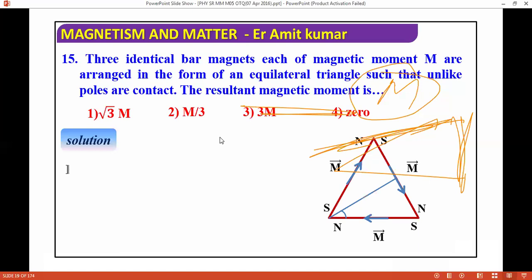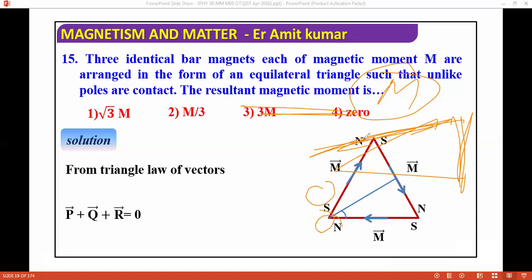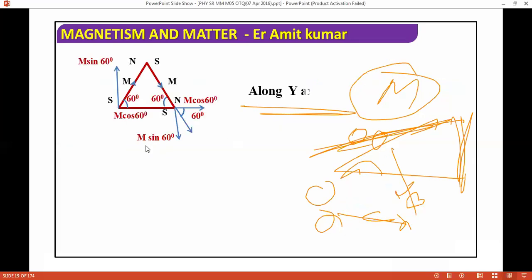So from here, what will the resulting magnetic moment be? If you observe the figure, we are arranging the magnets with unlike poles together: north, south, north, south, north, south. We know inside the magnet the direction is south to north, south to north, south to north. So if you have a basic understanding of vectors, the net will be zero, or you can directly say zero.